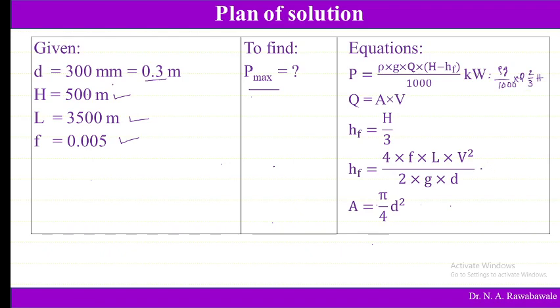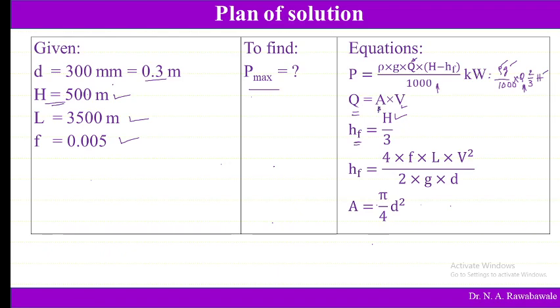Now what we need here is: we know rho, we know g, we know h, we want q. To find q, q is equal to a into v. If we use the first formula, then we need to substitute hf is equal to h by 3. We can find hf because we know h, the head at inlet, which is 500. So once we know hf, to find q we need area and velocity. We have to substitute q in the first equation, therefore we have to find q.